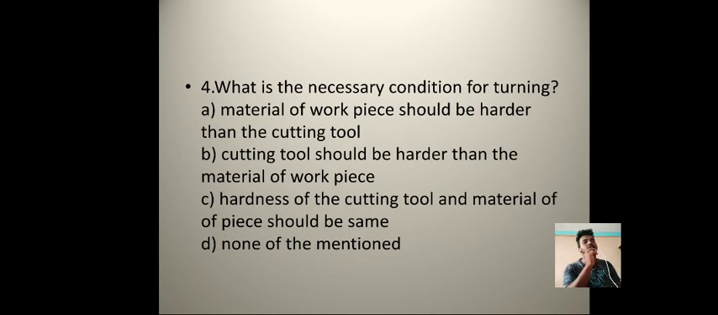Fourth one, what is the necessary condition for turning? Option A, material of workpiece should be harder than the cutting tool. Option B, material of the tool should be harder than the material of the workpiece. Option C, hardness of the cutting tool and material of the workpiece should be same. Option D, none of the mentioned. Answer is cutting tool should be harder than the material of the workpiece.